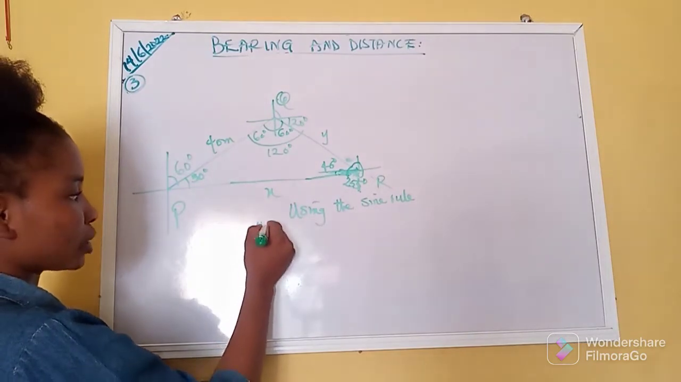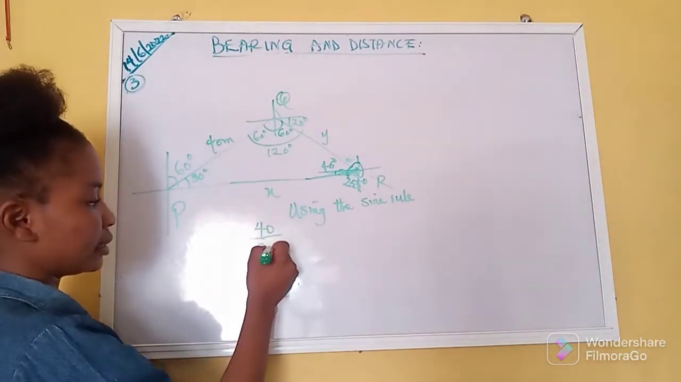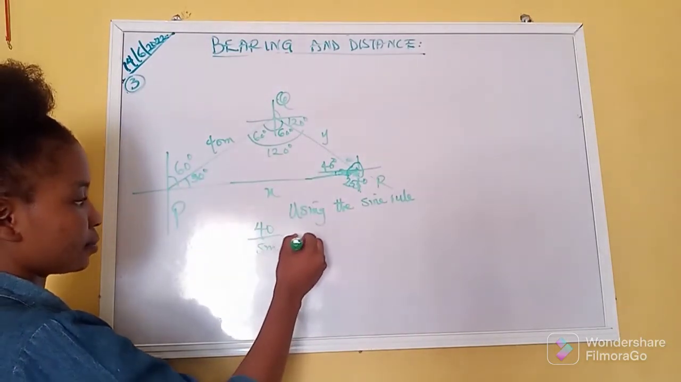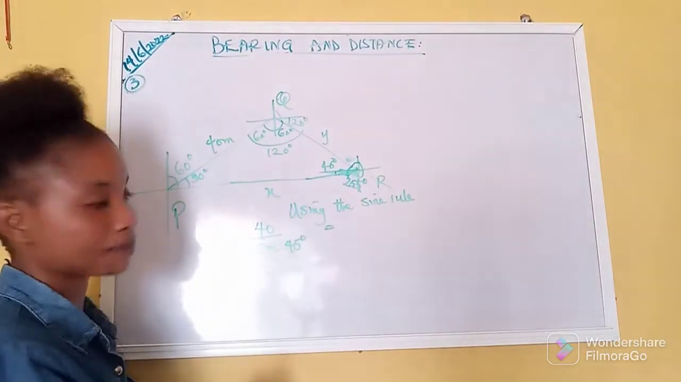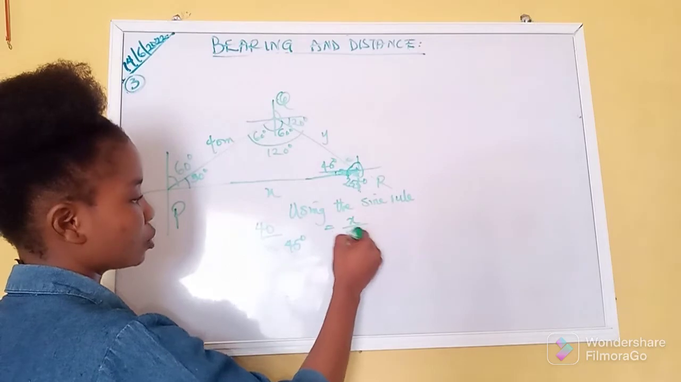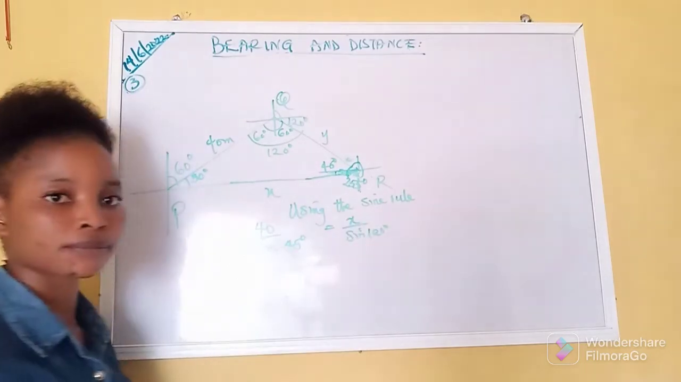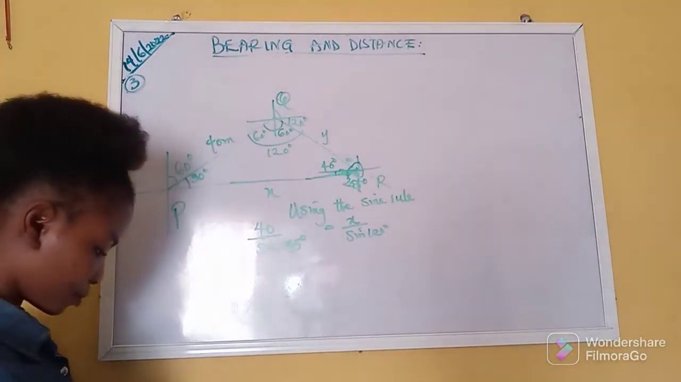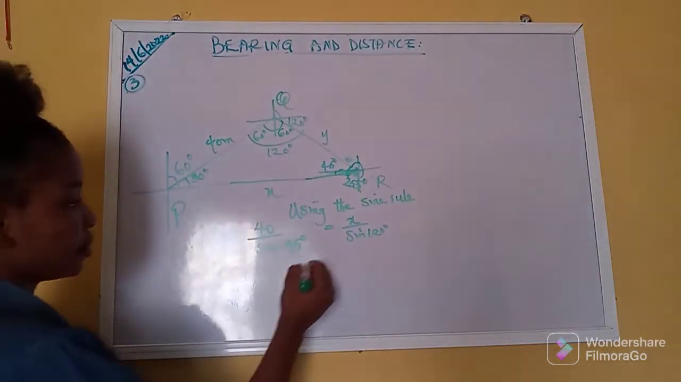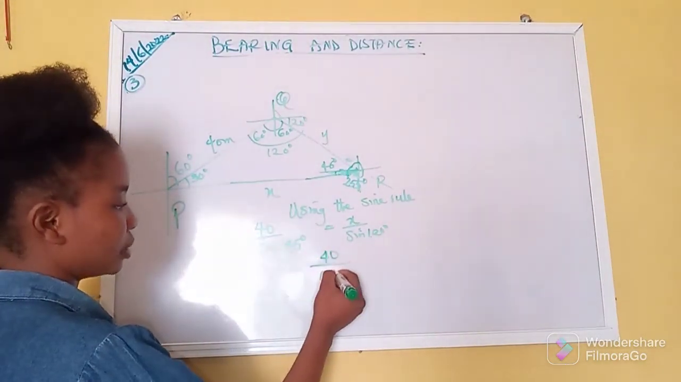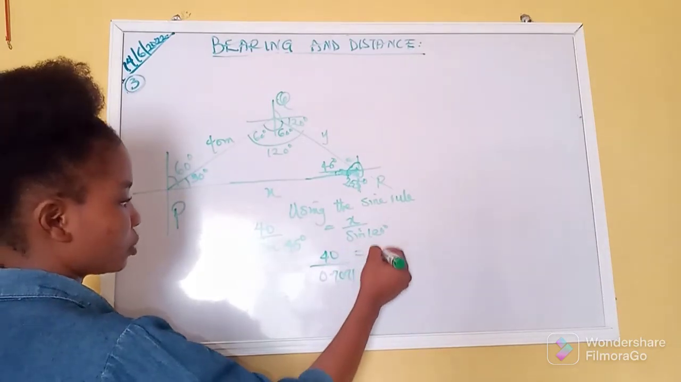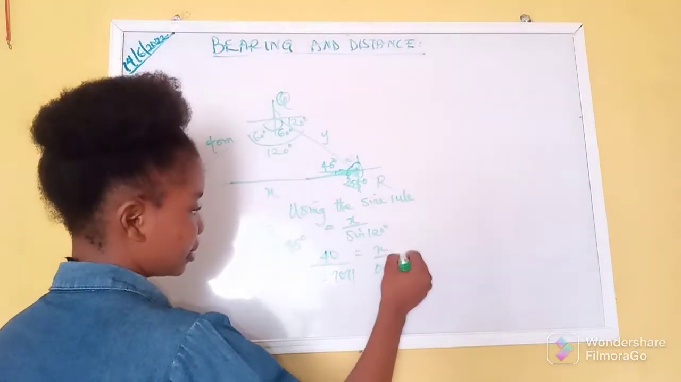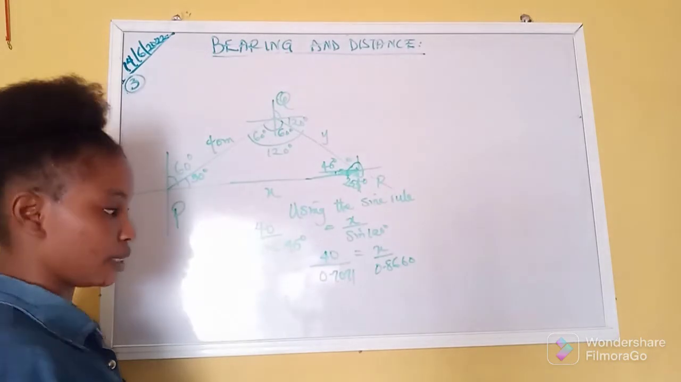So I have 40 over sine theta, because there's nothing, over sine 45, to give me x facing 120. Yeah, that's correct. So we should have 40 over 0.71 is equal to x over sine 120, which should give us 0.8660. Using your scientific calculator, let's not forget that.